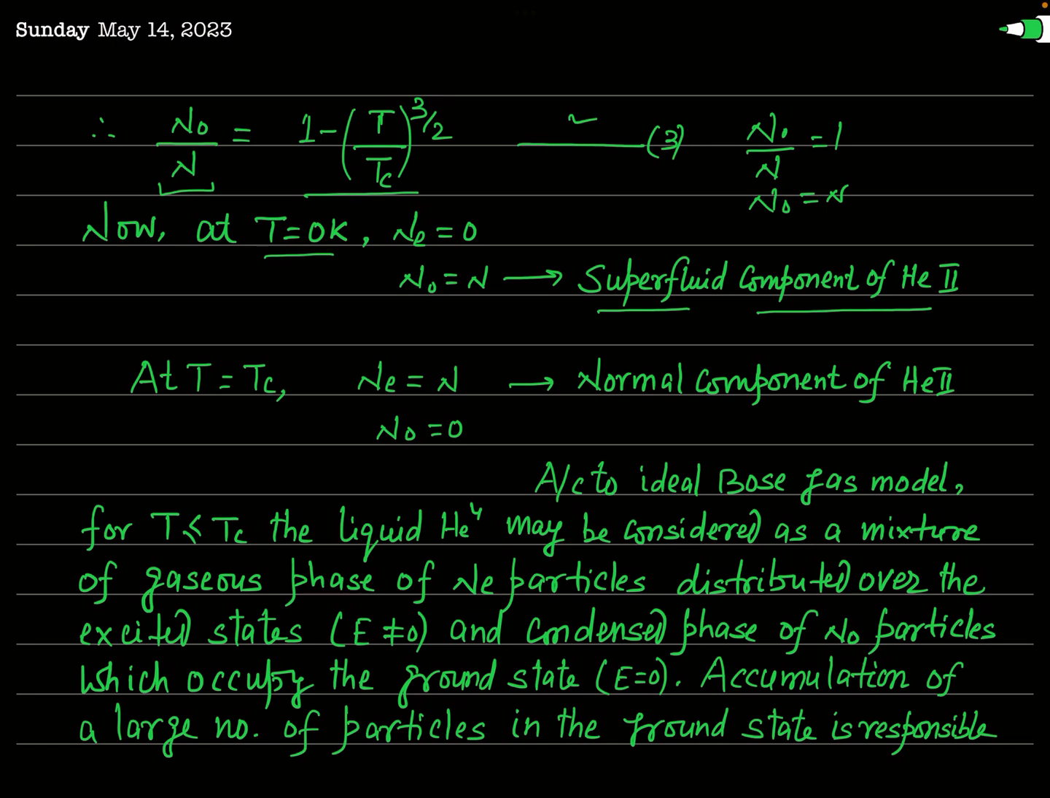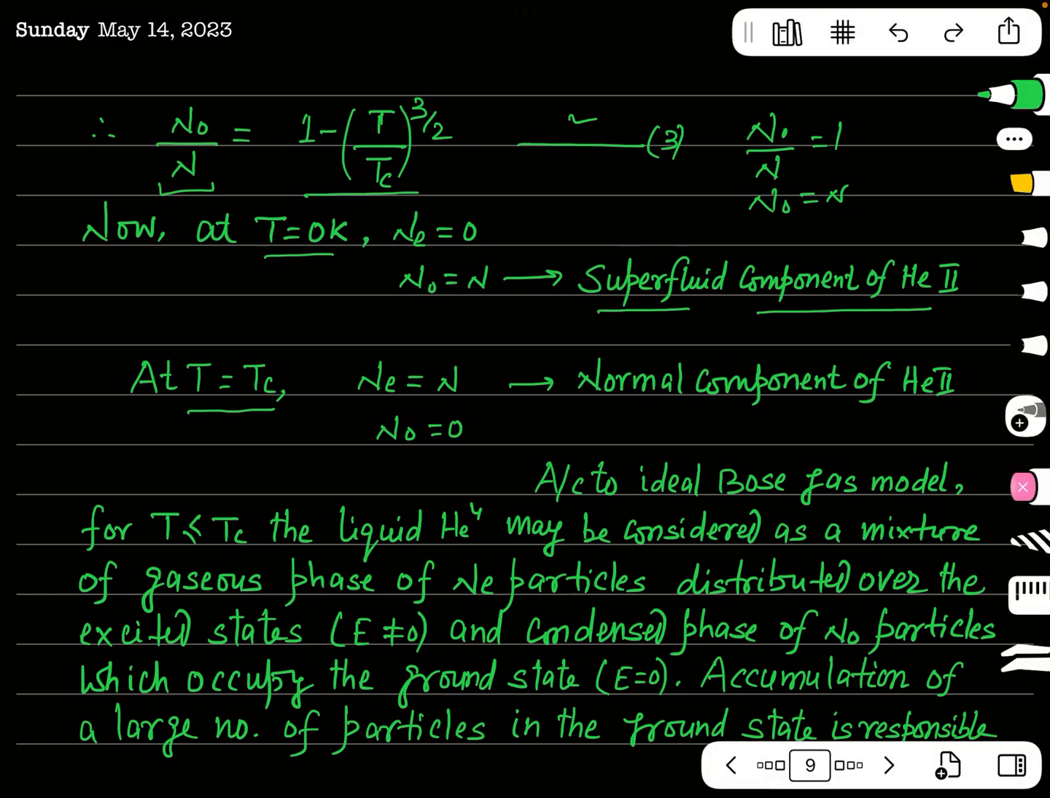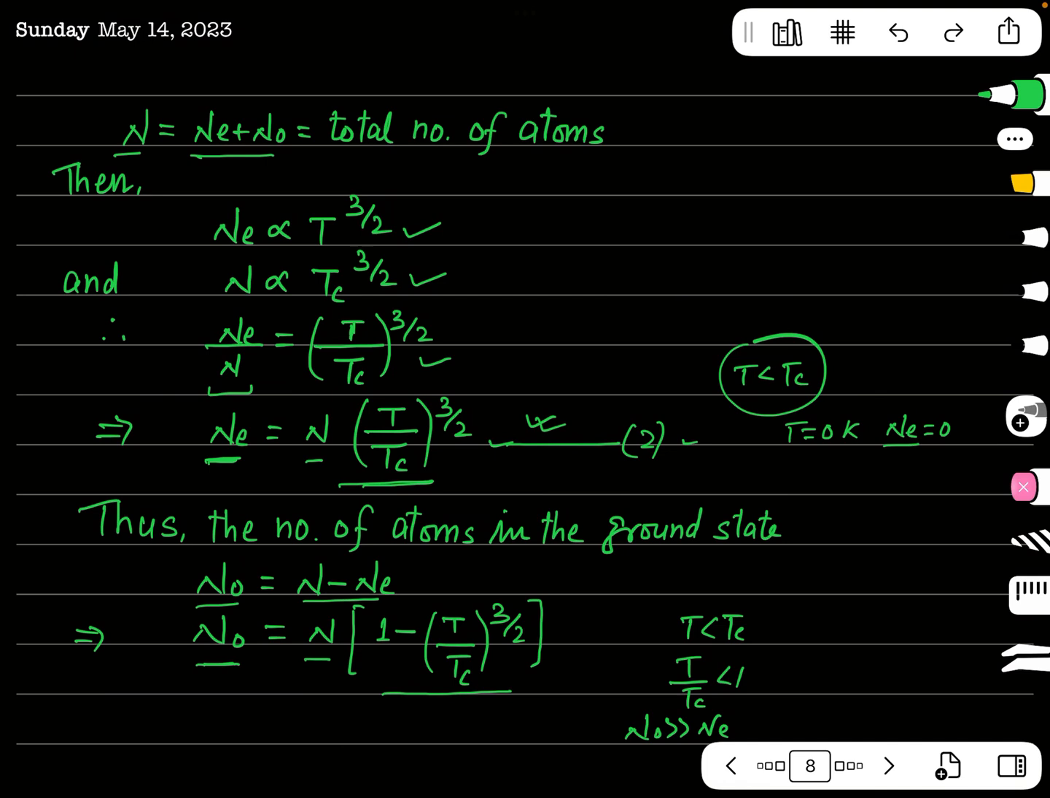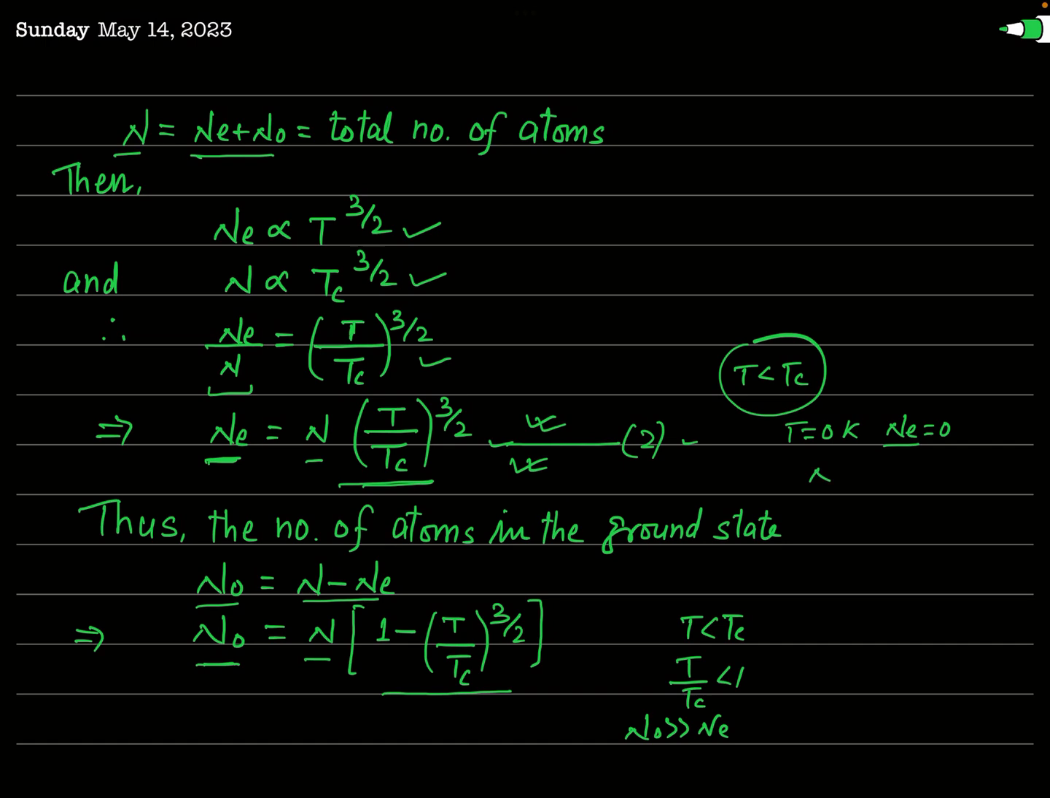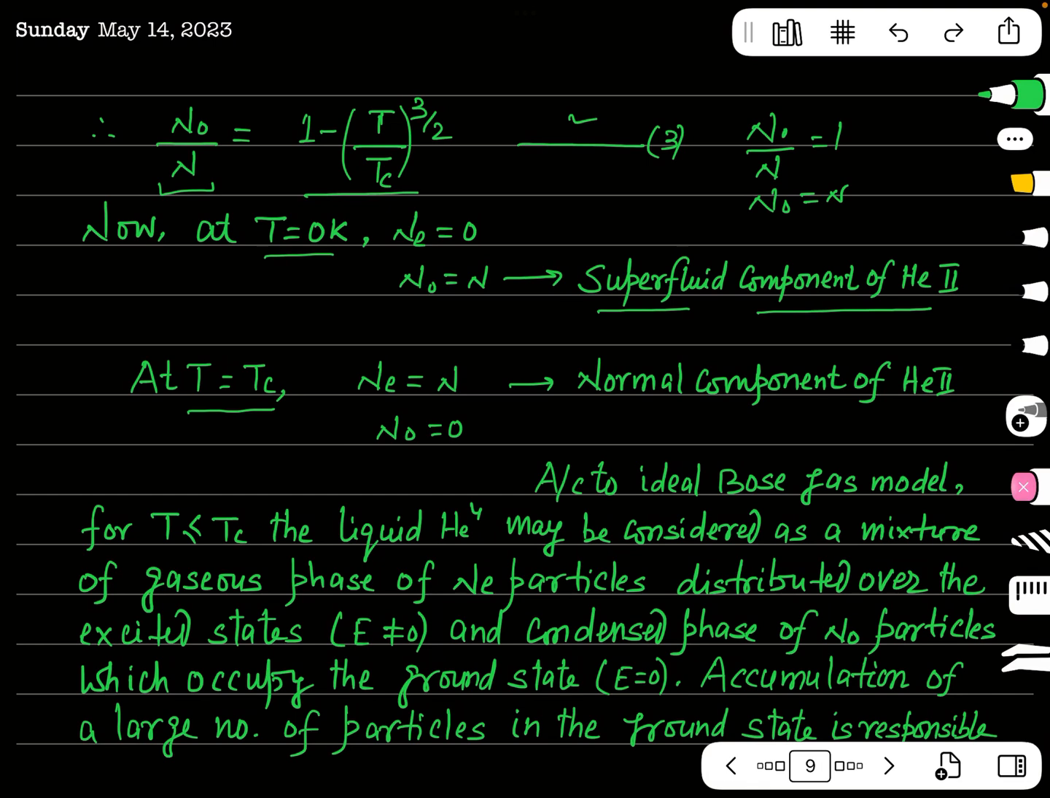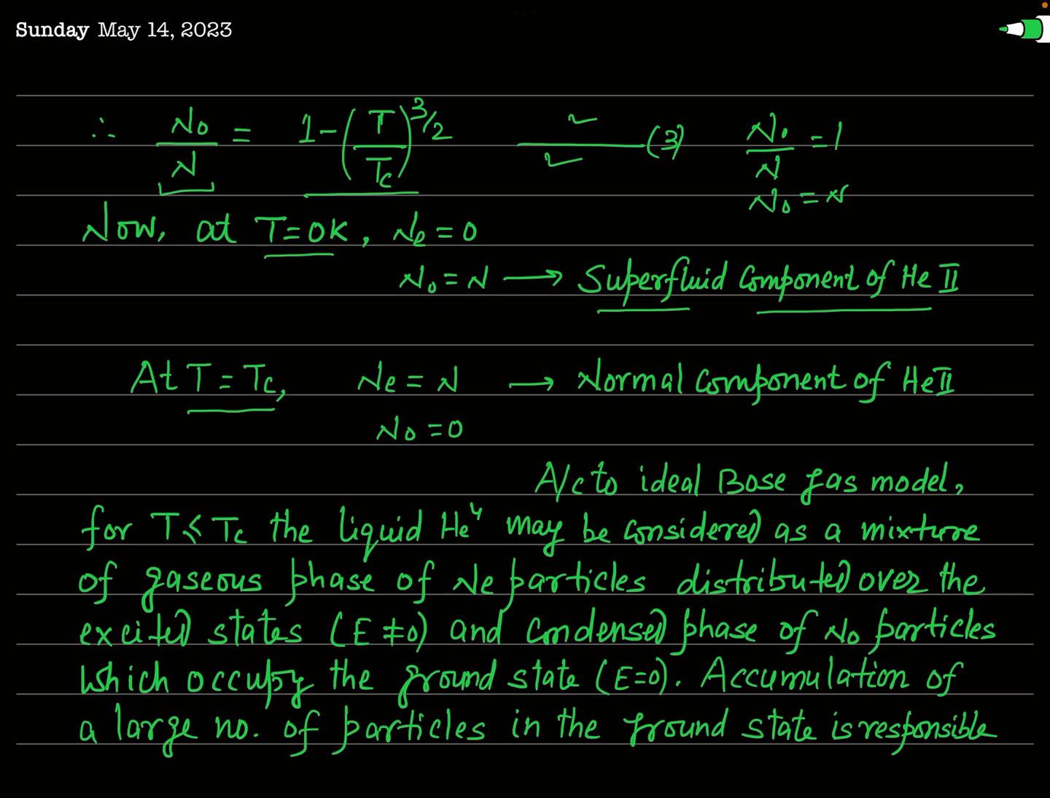Okay. On the other hand, if you take temperature equal to Tc, then what will be Ne? If T is equal to Tc, see equation number 2, then you can see that Ne will be equal to N. It means total atoms are in the excited state, so there will be no atom in the ground state. N0 will be 0. And it is also obvious from this result: if you take T equal to Tc, then N0 by N will be 1 minus 1, that is 0. So N0 will be equal to 0. I have mentioned it here: at T equal to Tc, Ne is equal to N and N0 equal to 0.